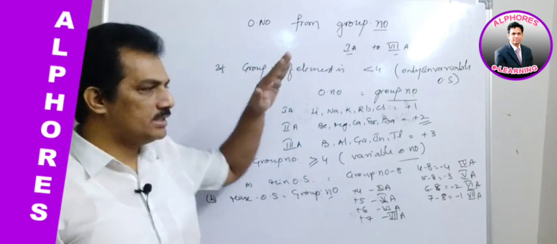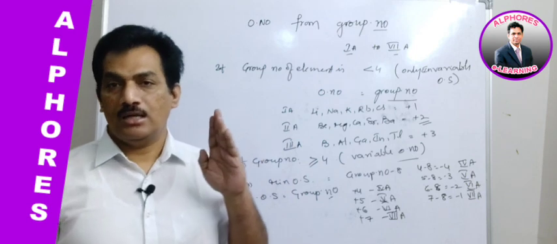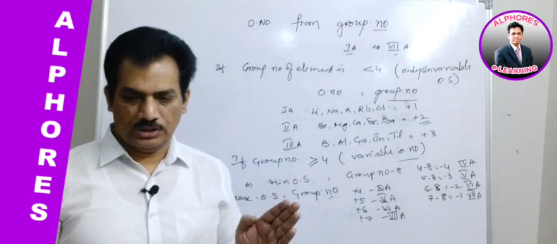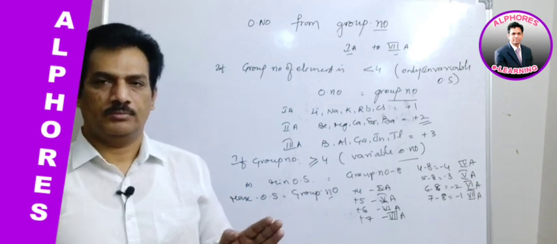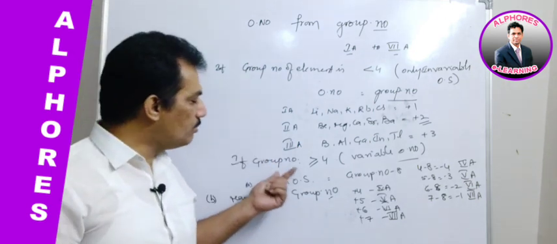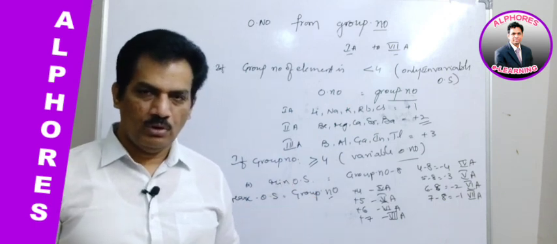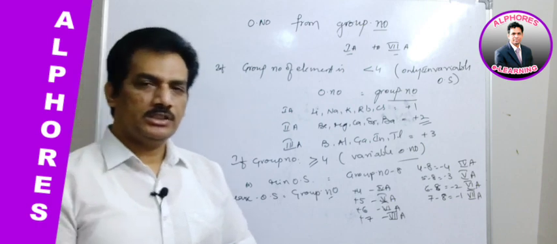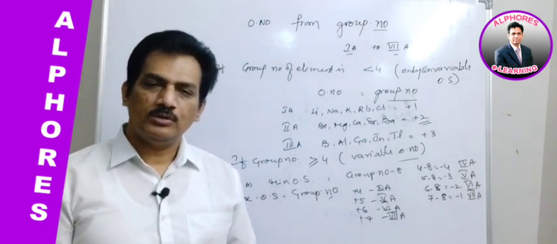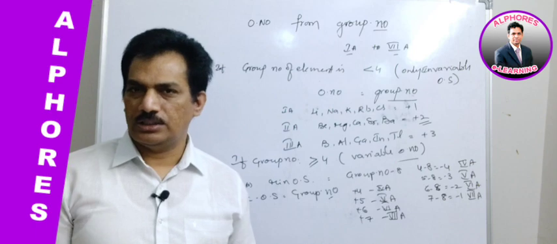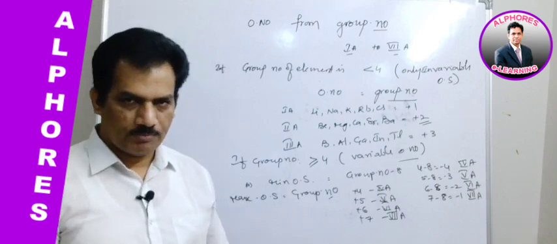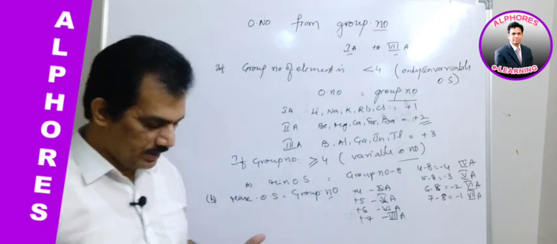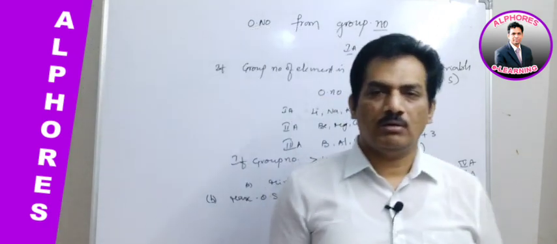In case the group number is less than 4, they exhibit invariable oxidation state. That means they are exhibiting a fixed oxidation state in all their compounds. And if the group number is greater than or equal to 4, they are exhibiting variable oxidation states. Variable oxidation states means in different compounds they are exhibiting different oxidation states. There is scope for it. Clear?